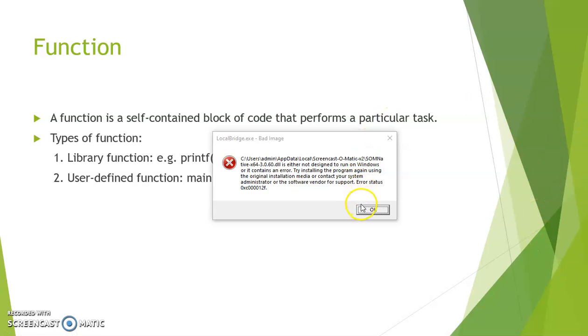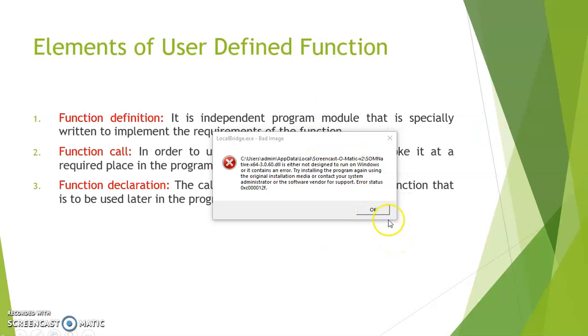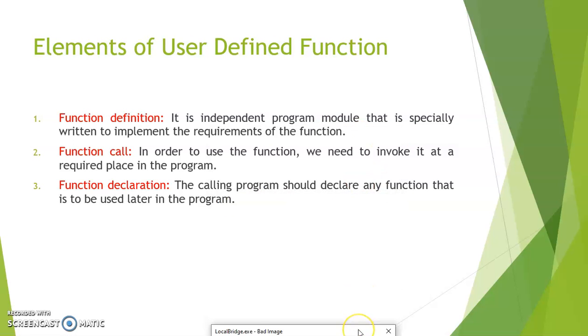There are three elements of functions: function definition, function call, function declaration. Function definition means what? You write what you want to perform in that function. Suppose you are writing an addition function, what will you write in the addition function? That addition function is for performing addition of two numbers.